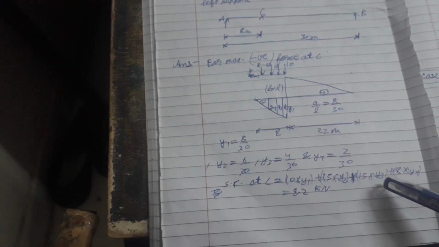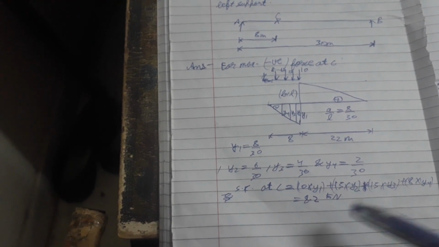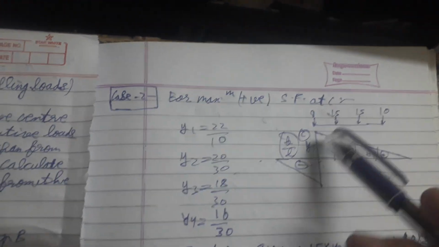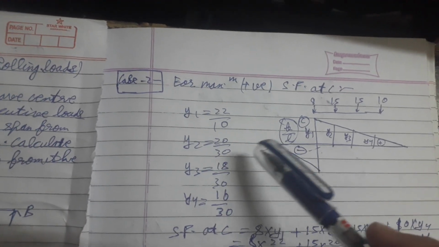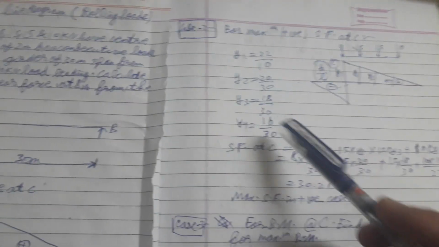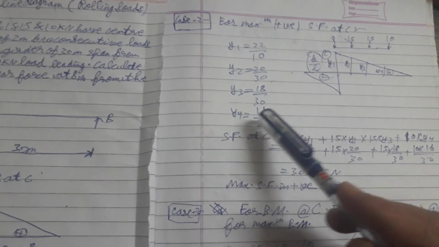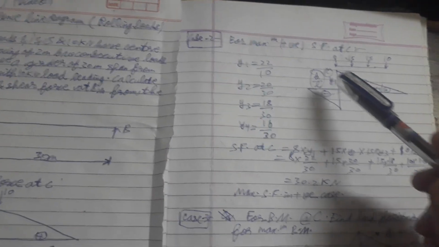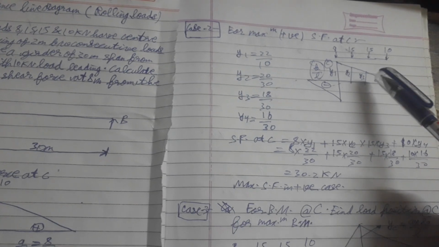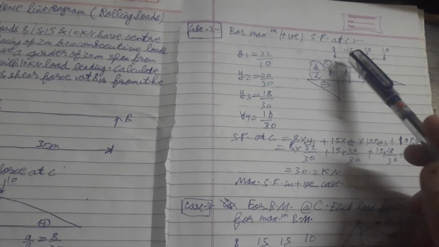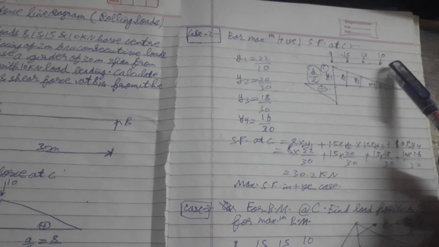Shear force at C is equal to 10 into Y1 plus 15 into Y2 plus 15 into Y3 plus 8 into Y4, which is equal to 8.2 kilonewton. The maximum positive shear force at C: Y1 is equal to 22 by 30, Y2 is equal to 20 by 30, Y3 is equal to 18 by 30, Y4 is equal to 16 by 30. This is B by L, this is Y1, Y2, Y3, Y4. Positive, this is negative, 8, 15, 15, 10.